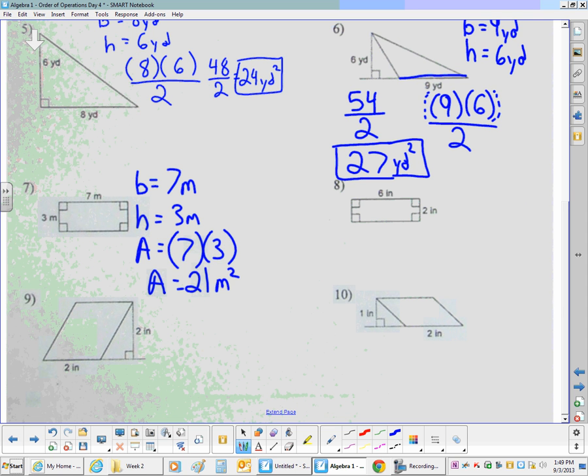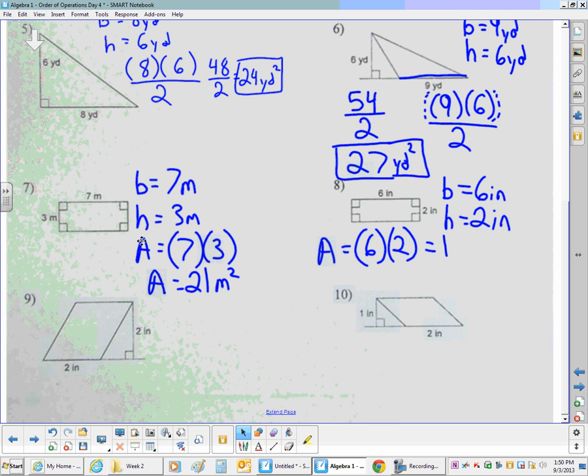All right. Next one, we're going to do number 8, same kind of problem. B equals, in this case, 6 inches. H equals 2 inches. And our area, we're just going to multiply those. So 6 times 2 gives us an area of 12. I ran out of ink here. 12 square inches.